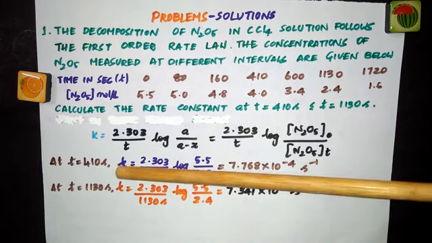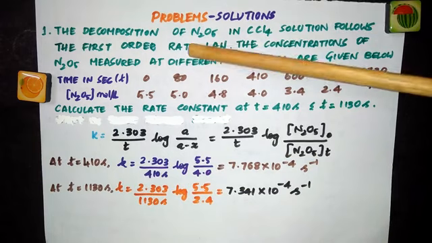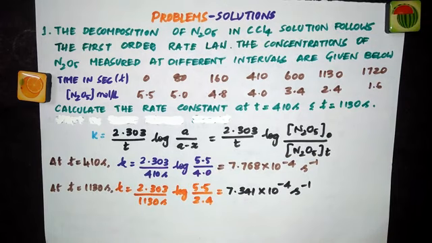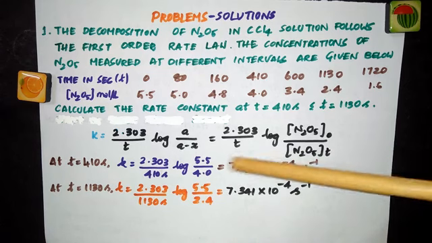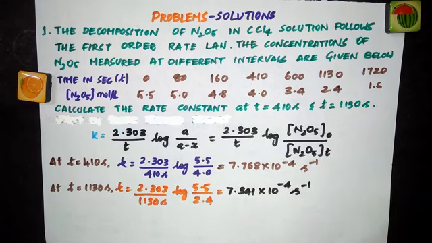See, you're finding out the rate constant of a first order reaction. So recall, what is the unit of the rate constant for a first order reaction? Second inverse. So when you do this calculation, finally you're getting second inverse as the unit of the rate constant.